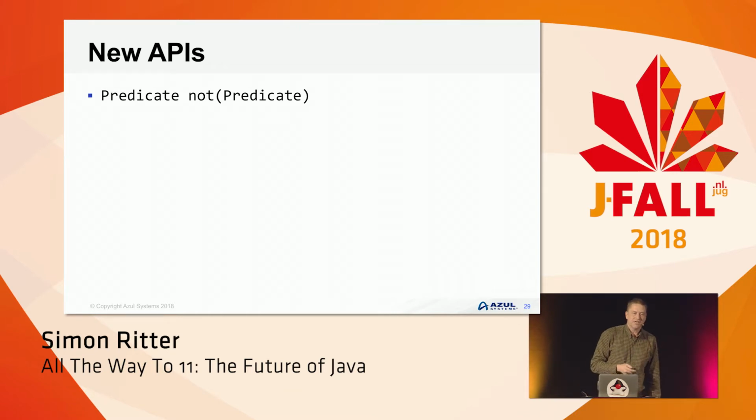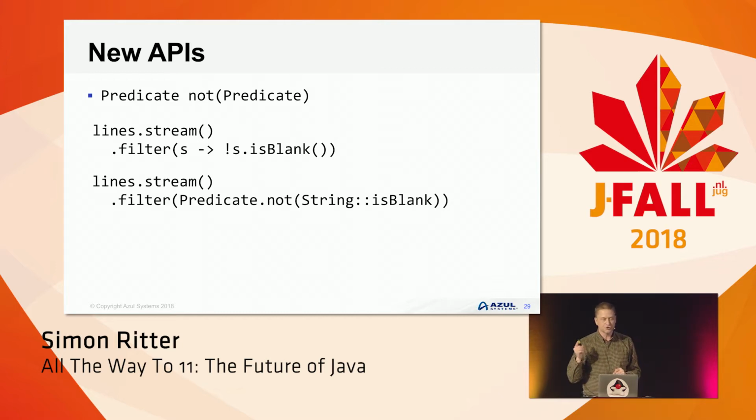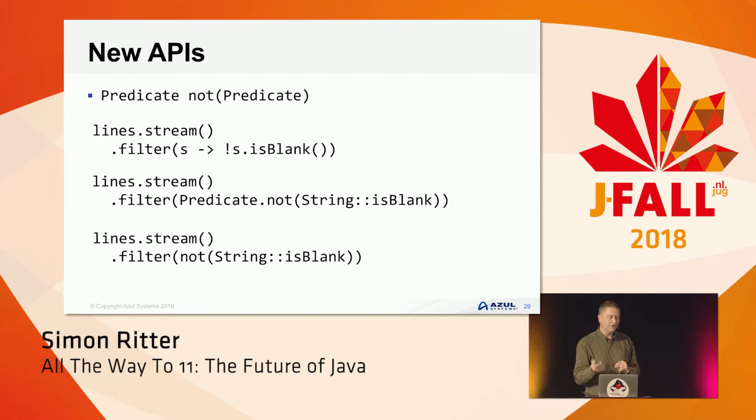Probably my favorite feature in JDK 11 is the not static method that's been added to the Predicate. What that allows you to do is to invert a predicate, funnily enough. So we might have a situation like this where we're doing a filter, and our lambda expression is taking strings, and we want any string that is not blank. So we use !s.isBlank(). We can rewrite that with the not method, and we can say filter Predicate.not(String::isBlank), using the method reference, and it looks a bit nicer. But if we use a static import, we could make it even nicer, and we can say filter(not(String::isBlank)). And it's more readable, so that's good.